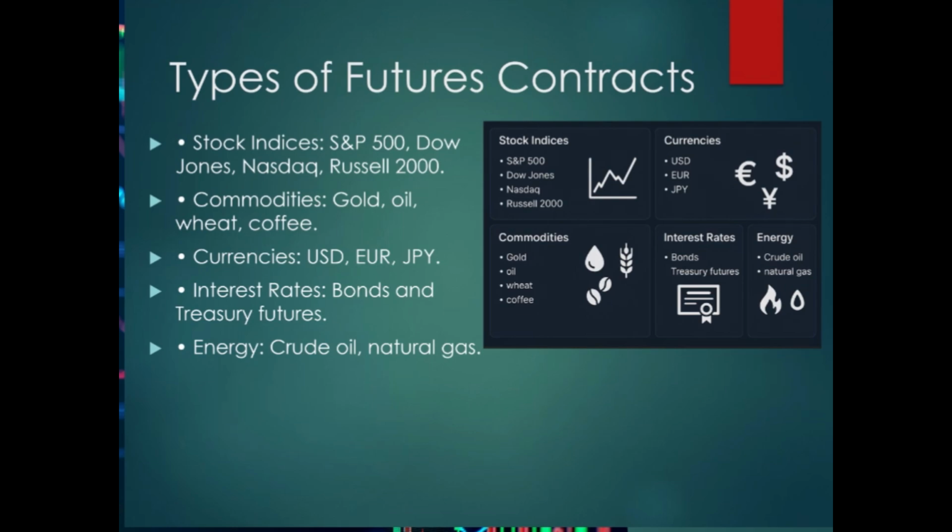So let's break it down by category, so you can see how wide the playing field really is, right? So you have stock index futures. These are some of the most popular futures contracts in the world. Instead of trading one company's stock like Apple or Tesla, you're actually trading the performance of an entire index, right? So let me explain. You'll see the S&P 500. The S&P 500 is basically 500 of the biggest U.S. companies.